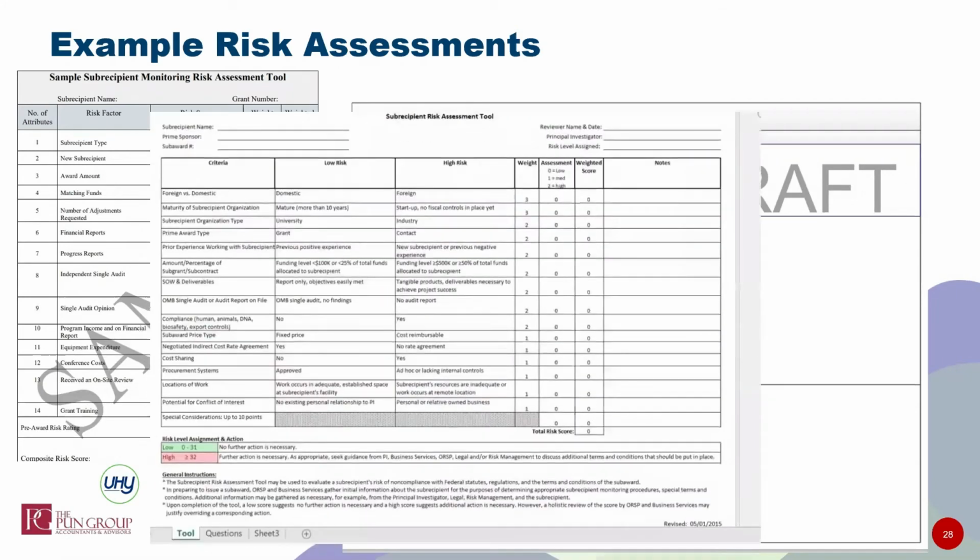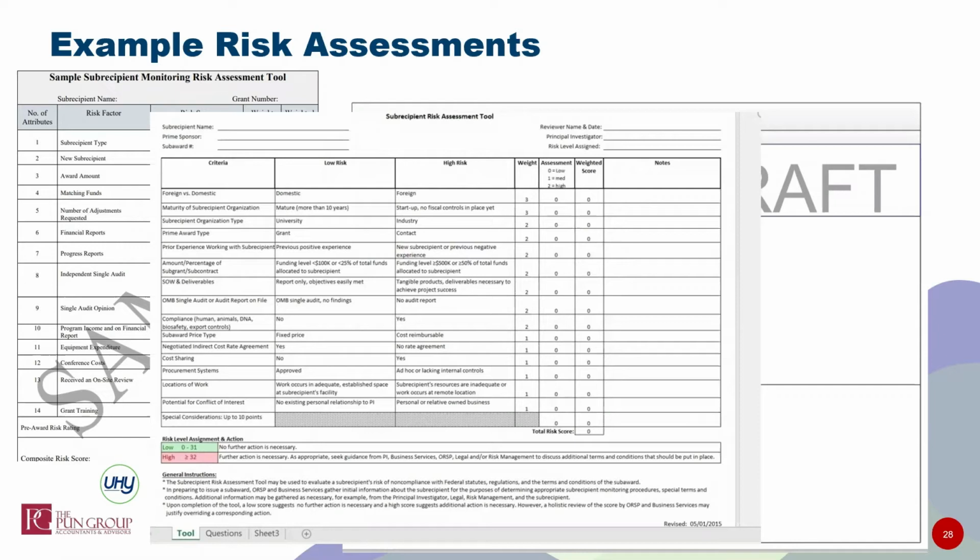And then last is another one, a little simpler. Again, this one uses a weighting and a score of assessment low, moderate, and high, and a weighted score. But you can see this is two categories of low to high, but I'm assuming that they get somewhere in the middle. I would consider you could break that into moderate. But you can see here, this was various funding levels, prior experience working with them, whether it was a grant or contract, sorry, that's a typo there, whether they had a single audit done, compliance with any kind of disposition of humans, animals, DNA, etc.